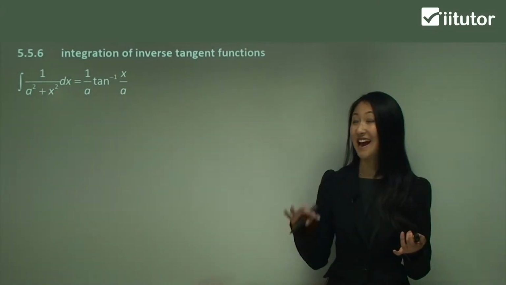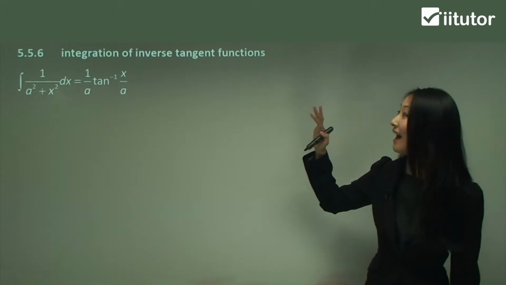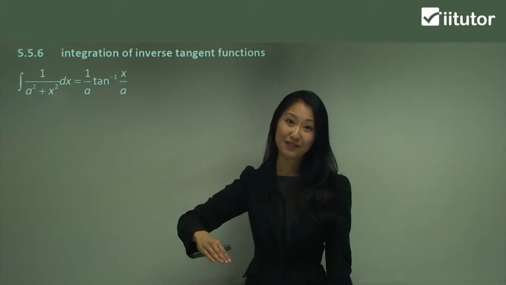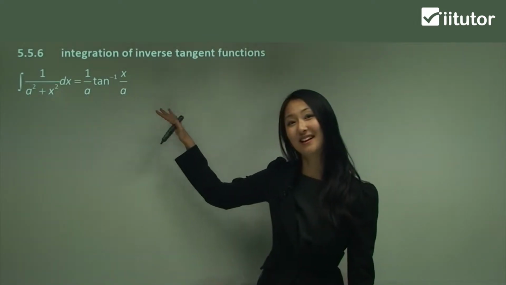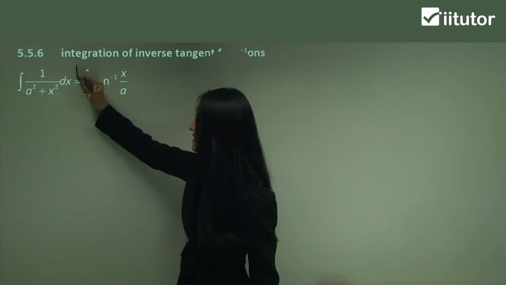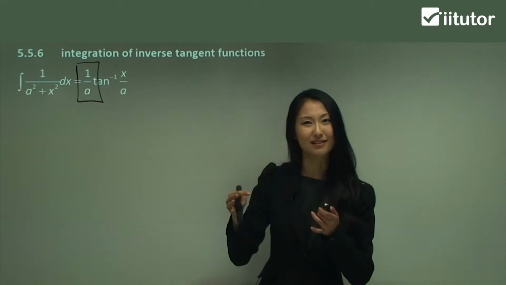So lastly, in our trio here, we have inverse tangent functions. Now, this standard integral formula is on your table, so we don't need to worry too much because we know that this is given to us. But what's important is that you do recognise that there is this 1 on a here, because a lot of students for some reason do tend to just miss that.